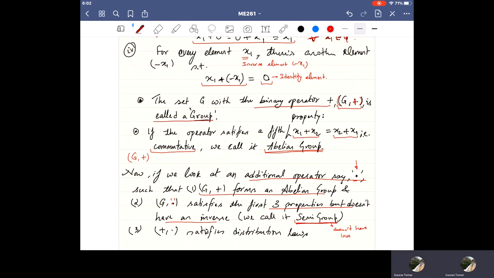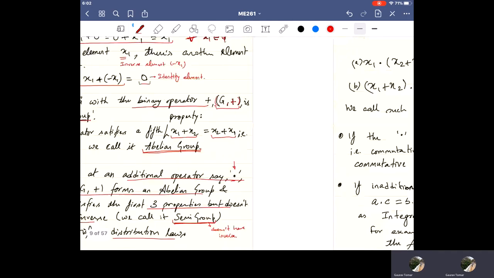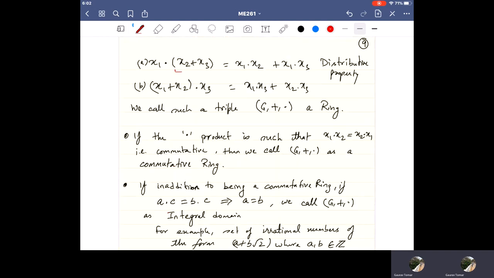Okay, it doesn't have inverse. Fine. The third requirement, let's say, is that between these two operations, plus and dot, they satisfy distribution laws. What I mean by distribution laws is, suppose you're performing the binary operation plus between x2 and x3, and then you want to take the binary operation of the type dot, multiplication let's say, with the resultant. Then you can also write it as: multiply x1 and x2, and then add it to x1 times x3, and they are going to be equivalent operations. So this is called the distributive property.